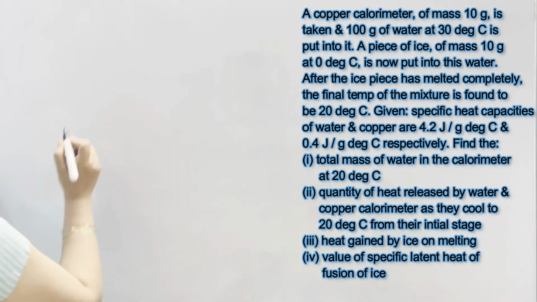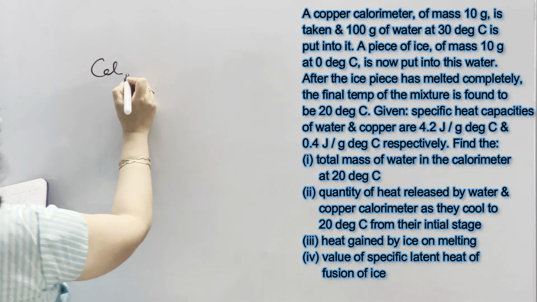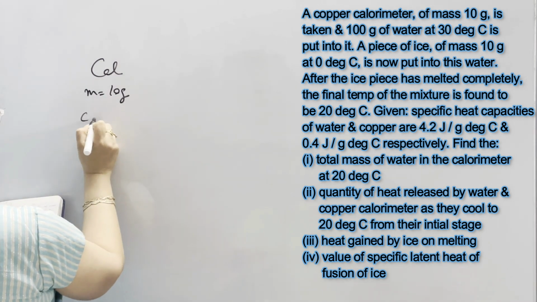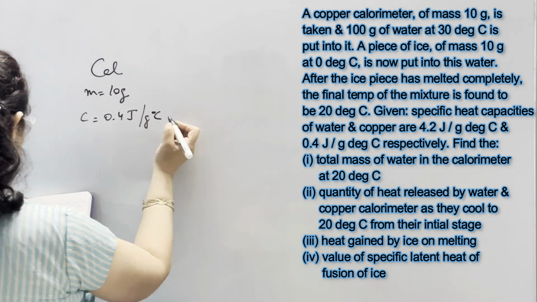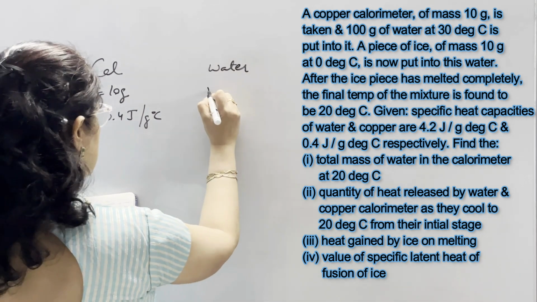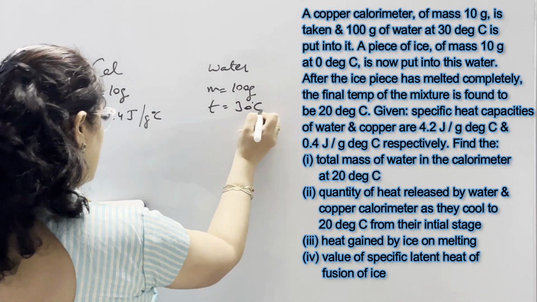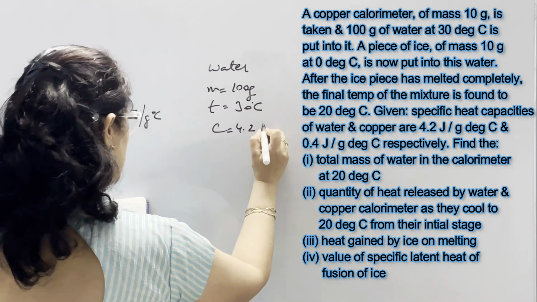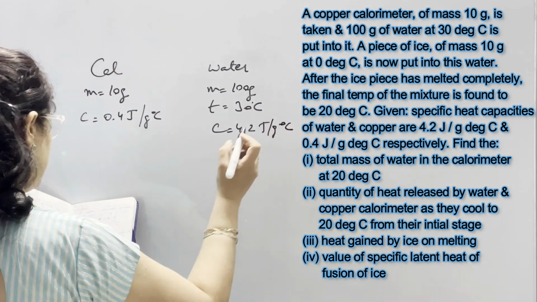So in the first part, we need to draw columns separately, first for calorimeter. For calorimeter, mass is given as 10 gram and C is given as 0.4 joule per gram degree Celsius. Then next is water. For water, mass is given as 100 gram and temperature is given as 30 degrees Celsius and C is given as 4.2 joule per gram degree Celsius.